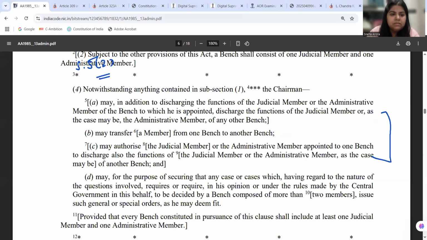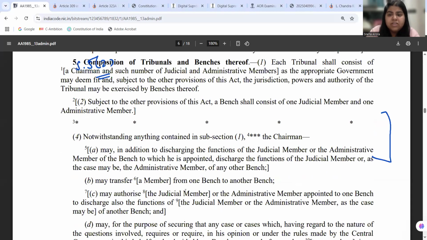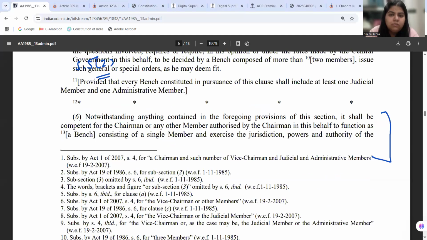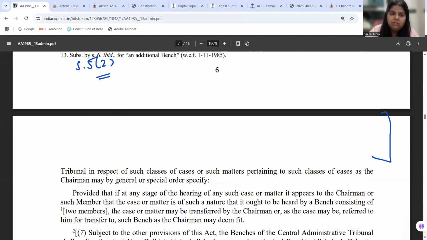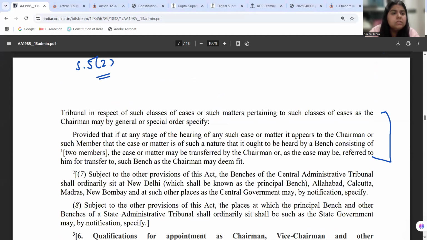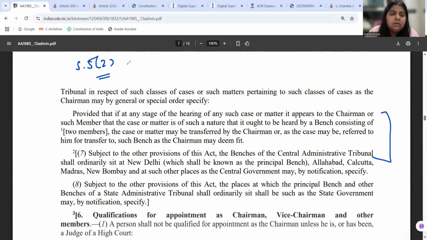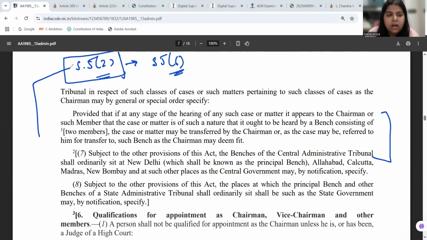a bench shall consist of one judicial member and one administrative member, so that each matter is put before both one administrative member and one judicial member. So the court is striking a balance here between Section 5 clause 2 and Section 5 clause 6, saying that when we read Section 5 clause 2, we are ultimately reading it with the Section 5 clause 6 proviso, so that there is a harmonious construction.